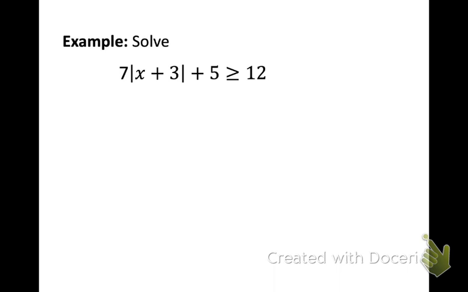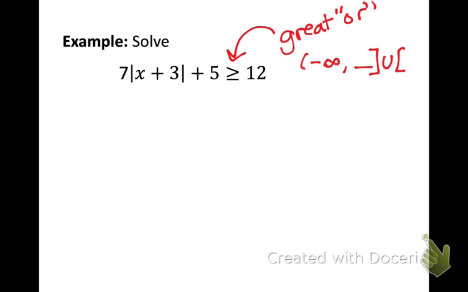7 times the absolute value of x plus 3 plus 5 is greater than or equal to 12. And not that hard. So we have a greater than, which means this is going to be an or inequality, which means I'm probably going to be doing negative infinity to some number, square bracket or parenthesis, union, square bracket of something to positive infinity. That's what my final answer is going to look like because it's an or.